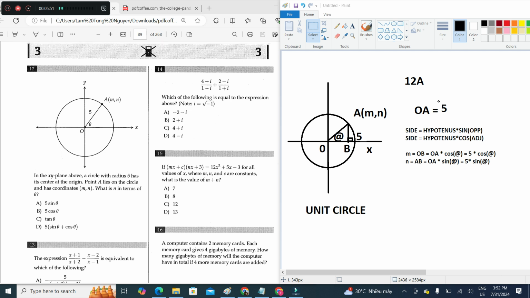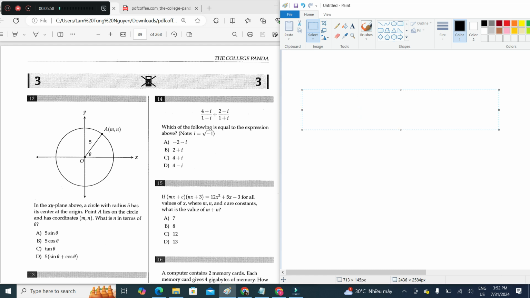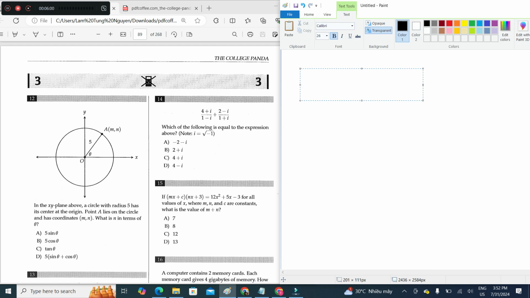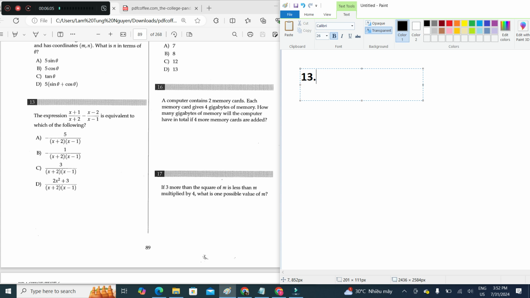Okay, so number 13. Let's go. Let's come to number 13. So number 13, what do we have here? Okay, so we just have to simplify this expression. So that's quite normal. x plus 1 over (x minus 2)(x plus 2), all right? So minus (x minus 2) over x minus 1.